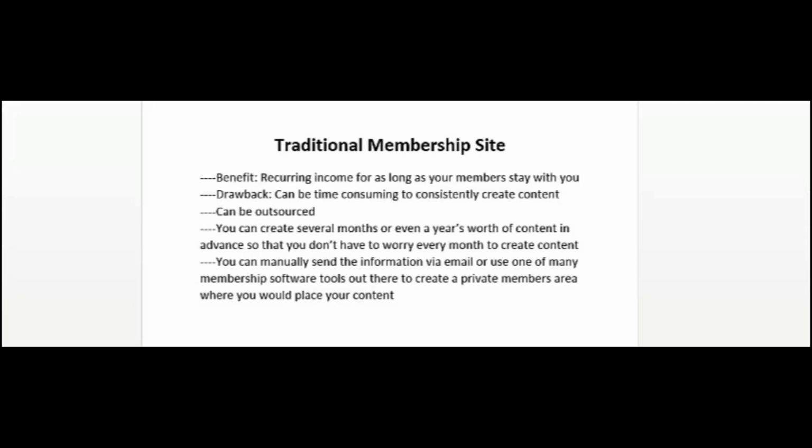Now, if you want to automate things a little more, you can buy a membership software tool or plugin. There are many out there on the market, and you can use these tools to create a private members area where you place your content, and your members just check in on a weekly or monthly basis, or however you like, to get their content.